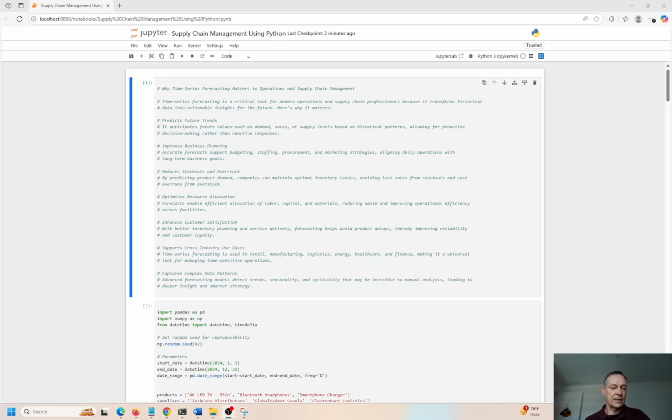And we can capture different data patterns, understand trends, seasonality, cyclicality, and make important decisions, and gain insights and make intelligent decisions, right, about what's going to happen into the future.